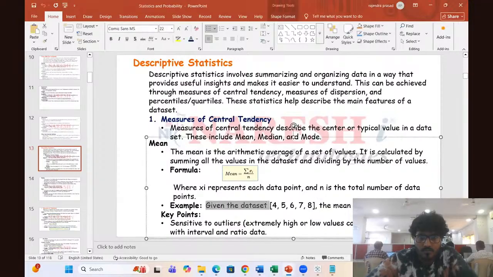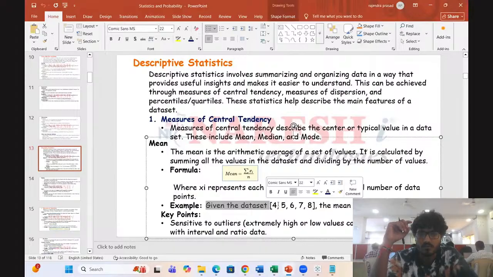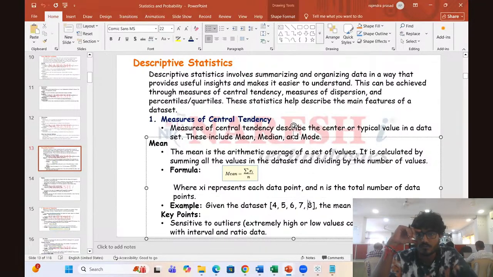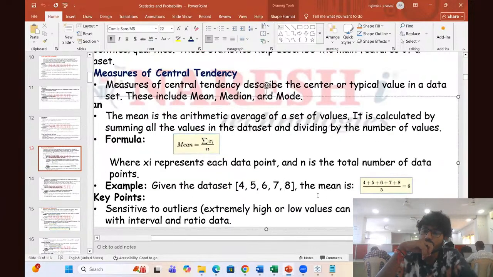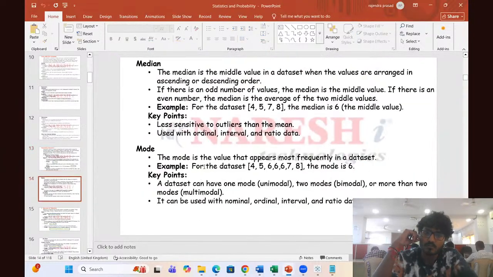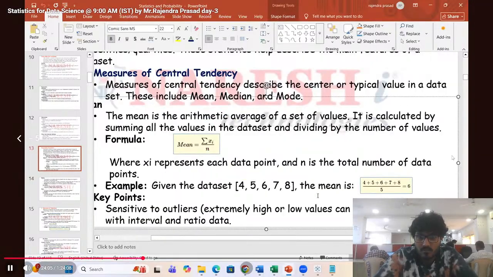For example, I have observed the quantity of orders: how many items a particular person is ordering. Say 4 items, 5 items, 6 items, 7 and 8. What is the mean number of items that every person is including in their order? Sum of the observations divided by the number of observations. So 4 plus 5 plus 6 plus 7 plus 8 divided by 5 is equal to 6. So the mean number of items that everybody is adding in their order is 6. Clear?